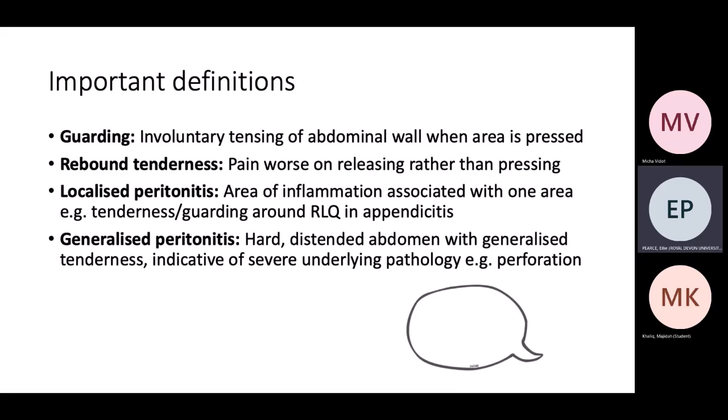So for example, in appendicitis, you can get tenderness and guarding in the right lower quadrant, particularly if you've got inflammation of the surrounding peritoneum. And then a generalized peritonitis, we're thinking about the hard distended abdomen with generalized tenderness, and it's often indicative of severe underlying pathology, for example, a perforation of a viscus.